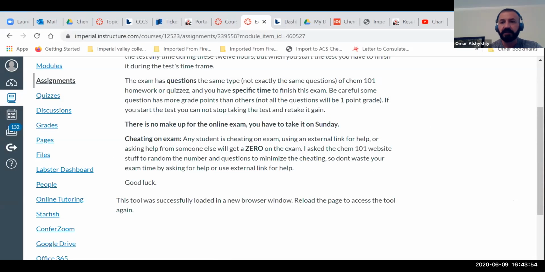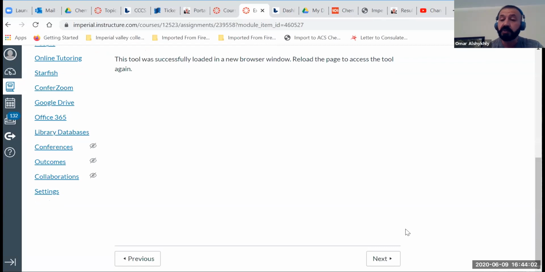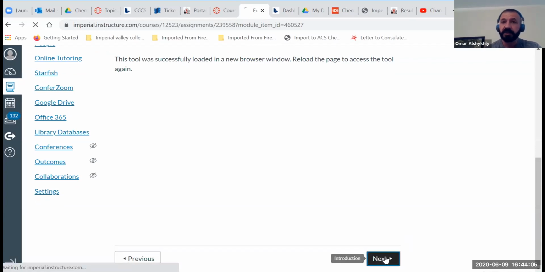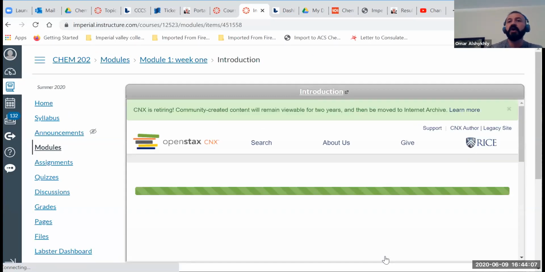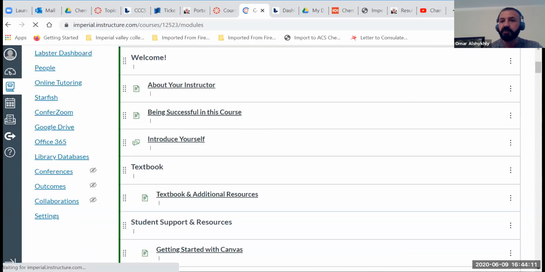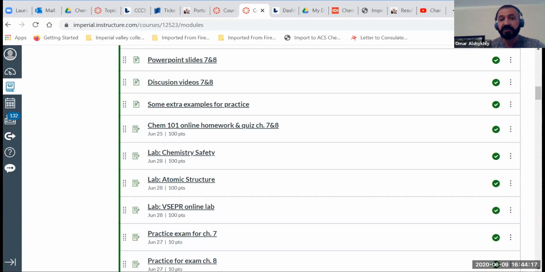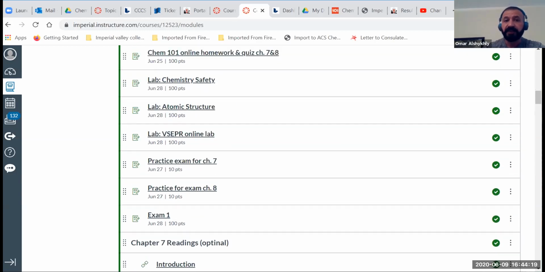Let's go back here. Let's see what we have. Now, this is what is required from you each week. By the way, next, when you click next, it will take you to the optional reading. As I said, if you go back to the module, each week, that's what's required from you, all these steps. Of course, we have different chapters, different labs, but that's what's required.